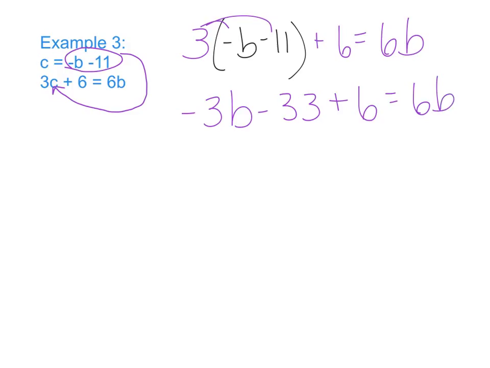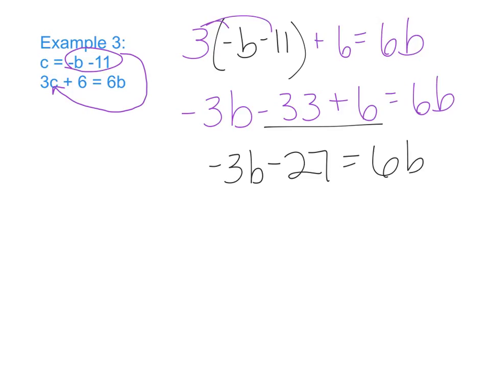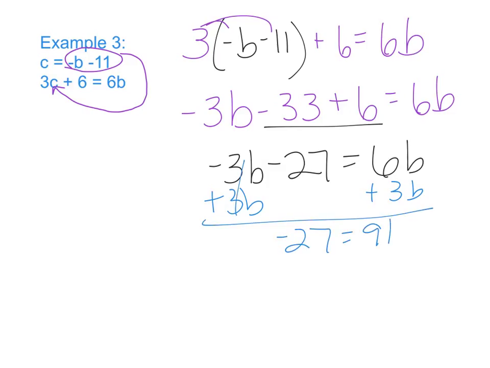We are going to combine like terms. So we have negative 3b minus 27 equals 6b. We can now add 3b to both sides. Negative 27 equals 9b, and then solve for b by dividing both sides by 9. So b is going to give us negative 3.